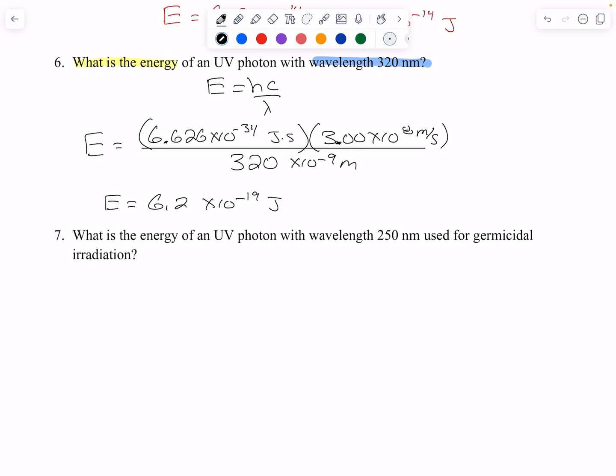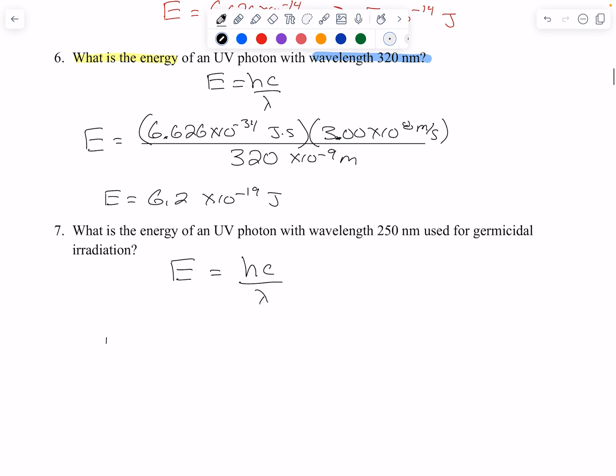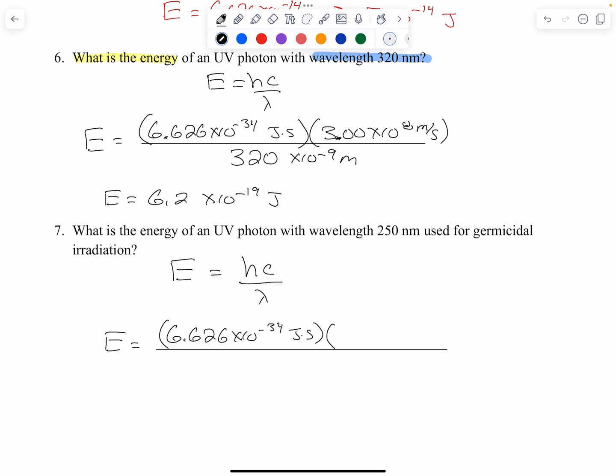Finally, the last one. Same setup. E equals hc over lambda. All right, so what is the energy of the UV photon? h is 6.626 times 10 to negative 34 joules times seconds. c is 3.00 times 10 to the 8th meters per second. And the wavelength is 250 times 10 to negative 9 meters.